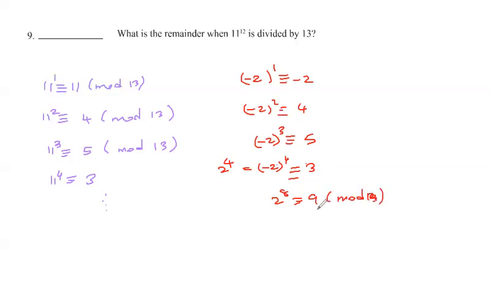Yeah. Okay. And if I multiply this by 2 to the 4, and 2 to the 4th was 3, so I can multiply this by 3. Then you get 27, so that will be 27. 27 is 26 plus 1, which is just 1. Yeah. Does that make sense? Yeah, that makes sense. Okay.